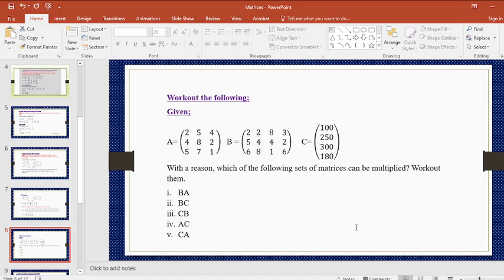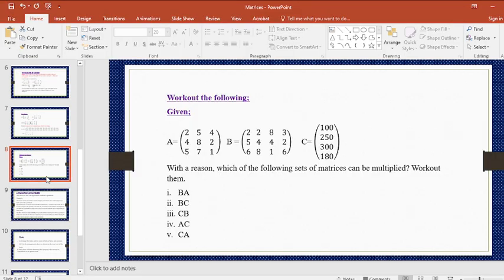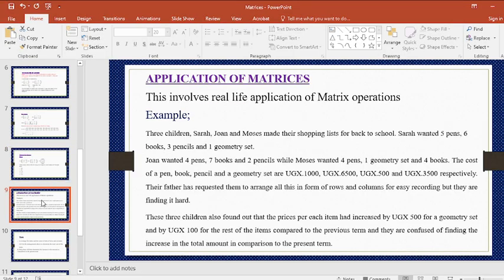So if you can look at those sets there, those pairs of matrices given, if you find out that any of them are compatible, then those ones can be multiplied. So please do work out with them and forward them to my WhatsApp number, and I'll be marking them right from here. Okay, next slide.